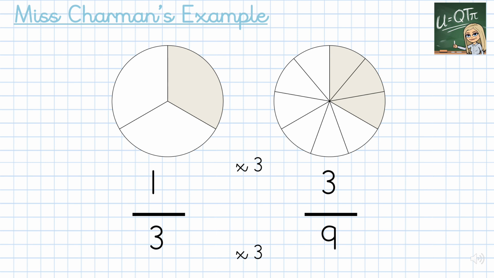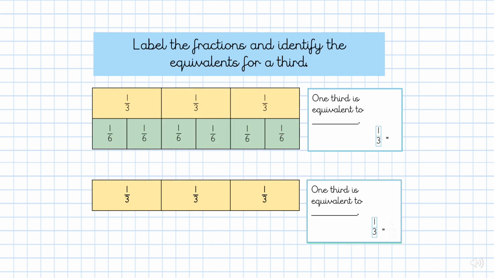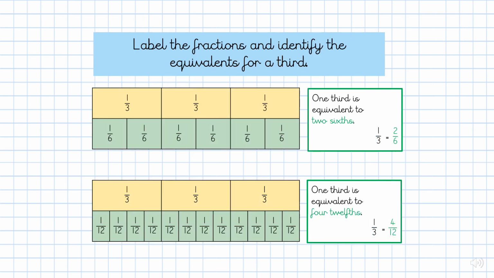Here's another example. We now know that 1/3 is the same as 3/9. That means they're equivalent fractions. I've now used some bar models to represent equivalent fractions. We now know that 1/3 is also the same as 2/6, and that 1/3 is also the same as 4/12.